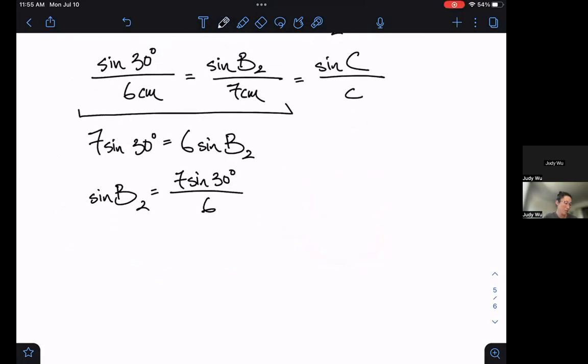Now I'm going to pause here for a moment. Let's go ahead and just find out what this value is. I don't want us to inverse sine anything yet. We're just going to find out what sine of B2 is. And when we type this into the calculator, we should get 0.583 repeating, okay?